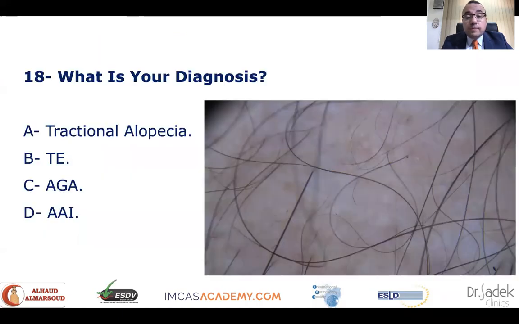And what do you think? Is it a case of traction alopecia? Is it a case of telogen effluvium, androgenetic alopecia, or alopecia areata incognito? Okay, what do we really see? We can see that there are many single hair follicular units. Yes. We can see that there are many vellus hairs. Yes. And that there is variation in the thickness of hair shafts. And this goes with cases of androgenetic alopecia and with tractional alopecia as well.